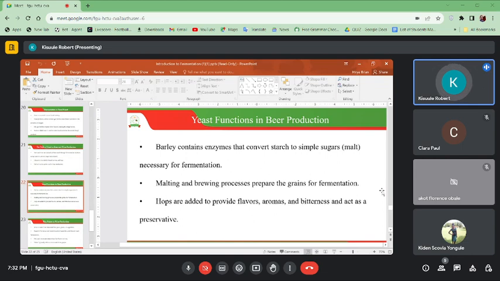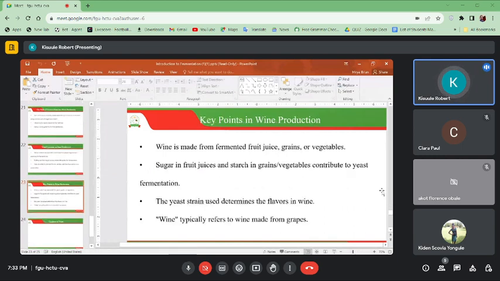So the barley, we have said, contains the enzymes that convert the starch to simple sugars, which is malt, and then also this is necessary for fermentation. And we've said the brewing and malting process prepare these grains for fermentation, then hops are added for flavors and also the aromas and also the bitterness. And also we've said these act as a preservative to increase the shelf life. So what are the key points in wine production?